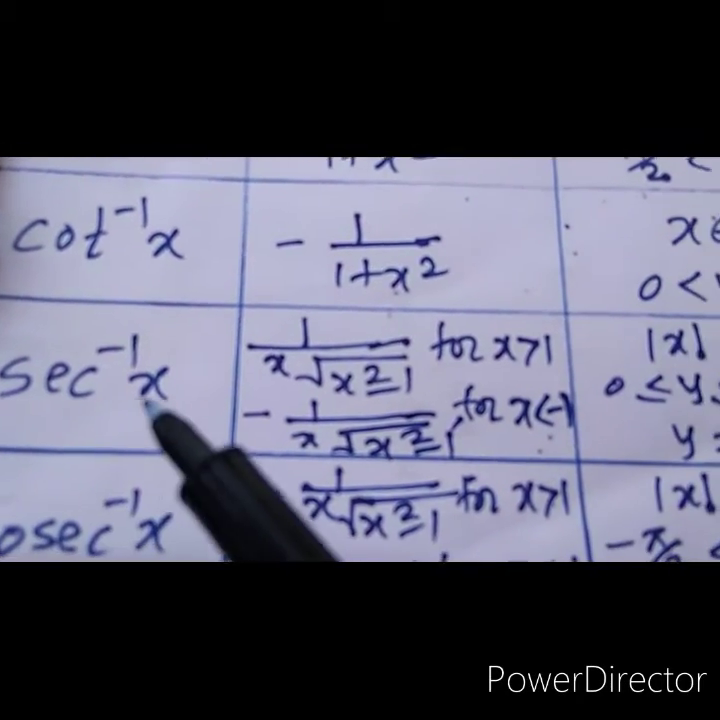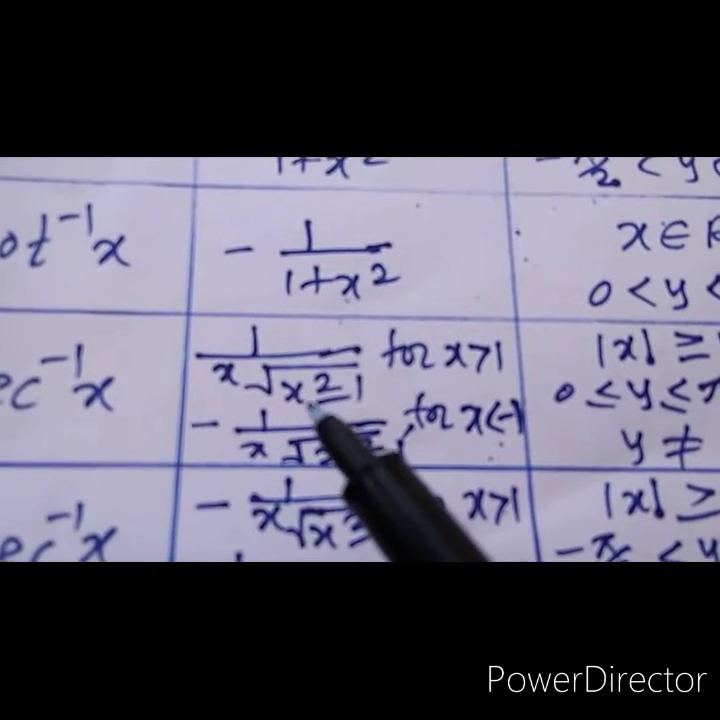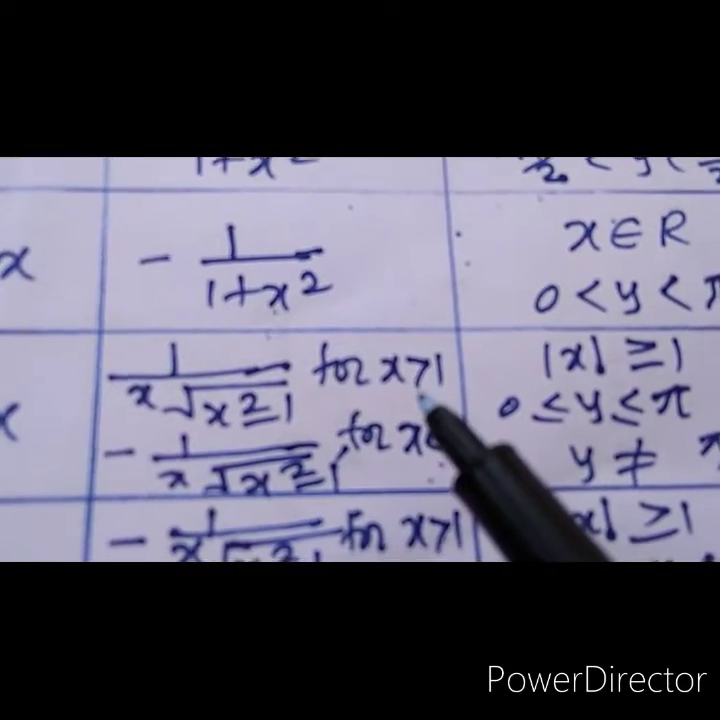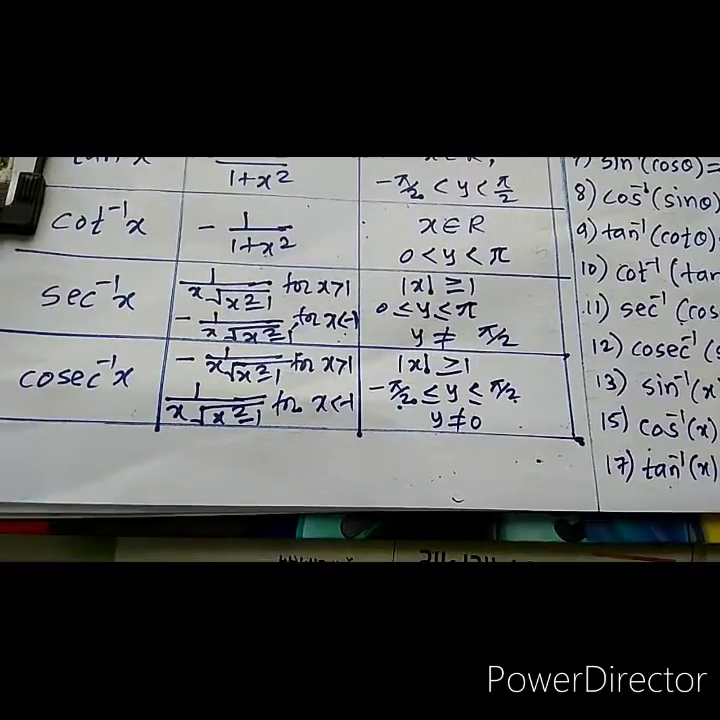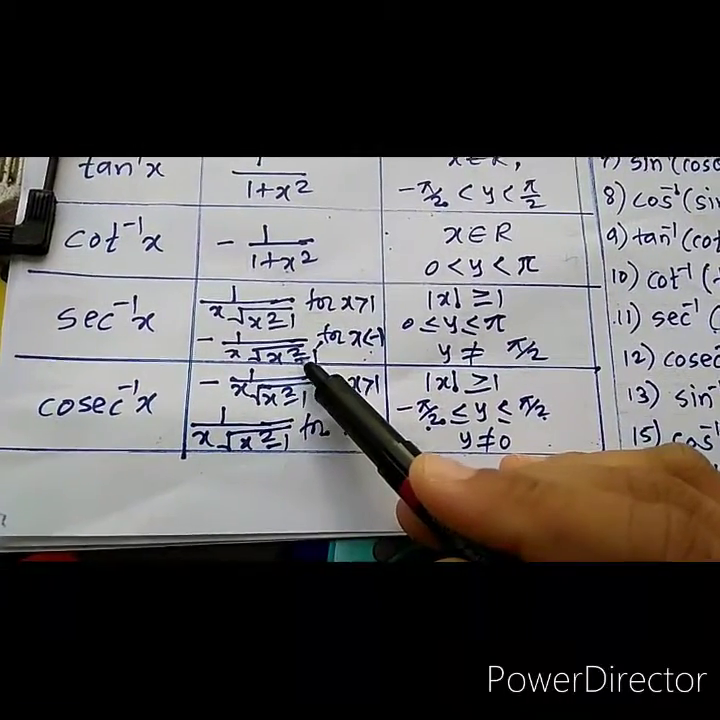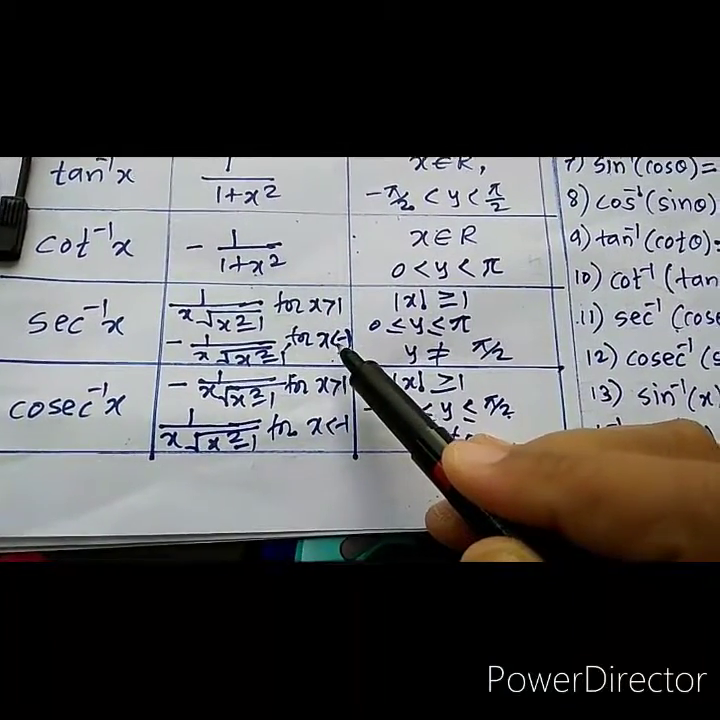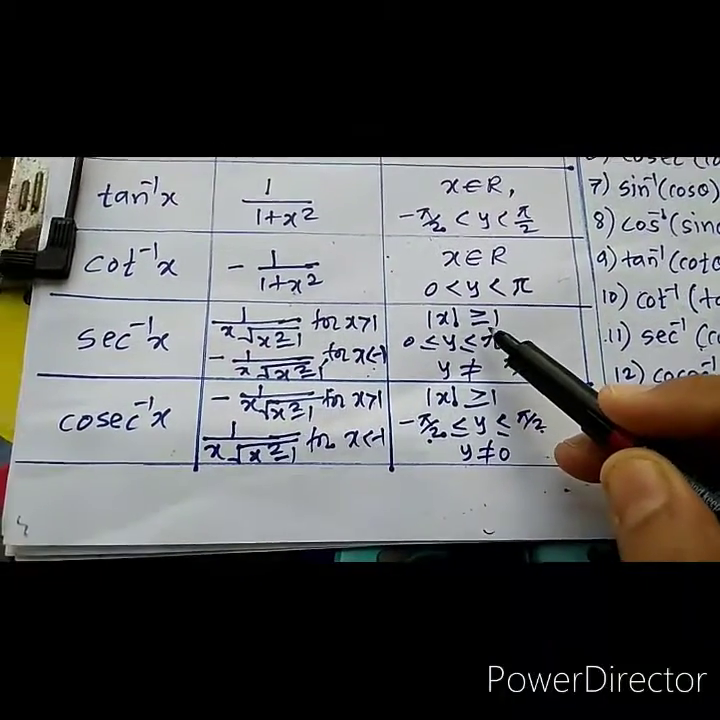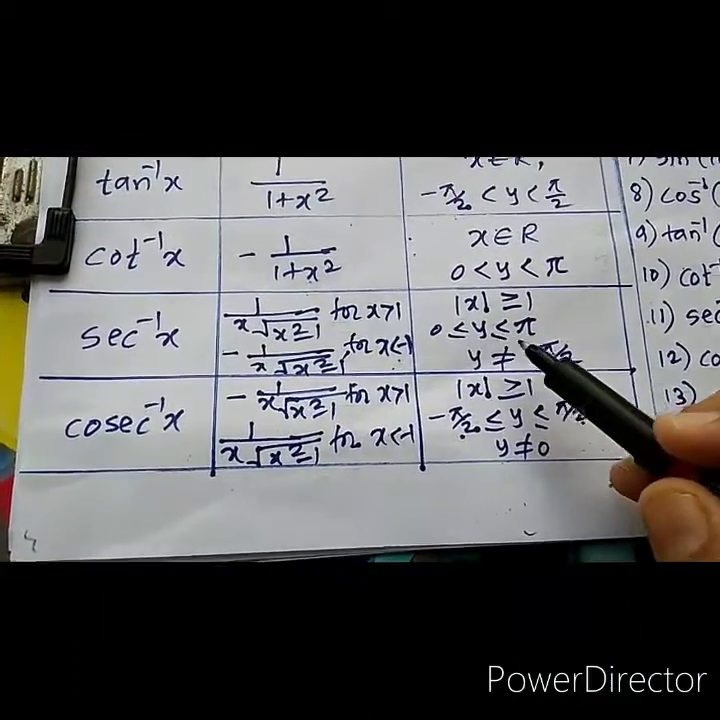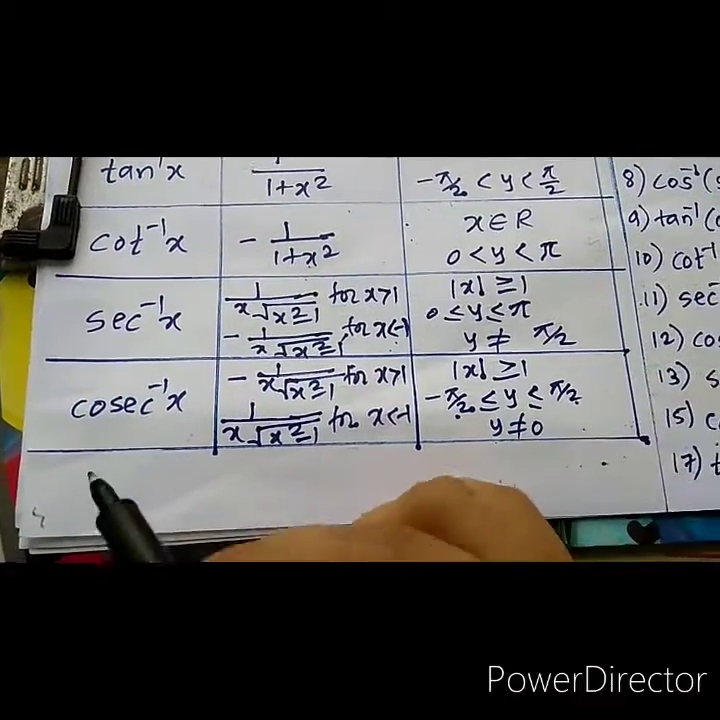Now let us see sec inverse of x. Already we have seen its proof. So the derivative is 1 upon x root x square minus 1 for x greater than 1, for all positive values, and minus 1 upon x root x square minus 1 for x less than minus 1, for all negative values. Modulus of x greater than or equal to 1, 0 less than or equal to y less than or equal to pi where y is not equal to pi by 2.